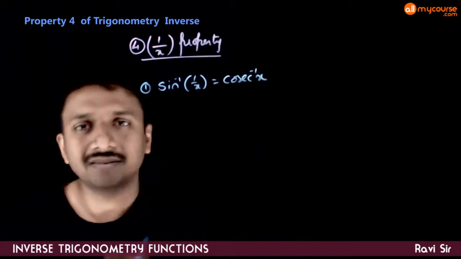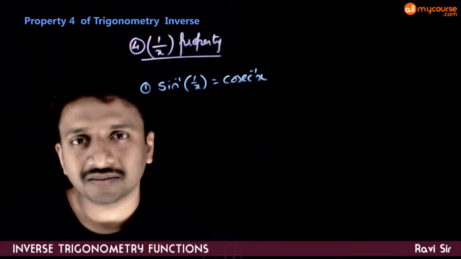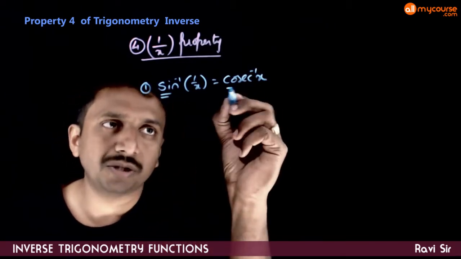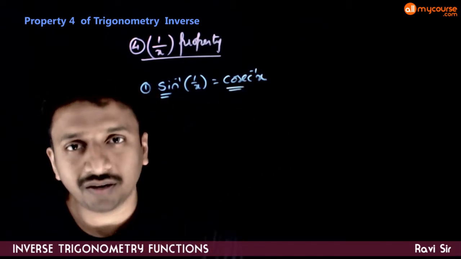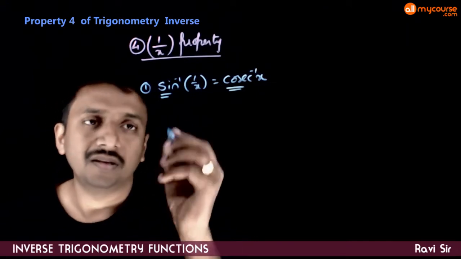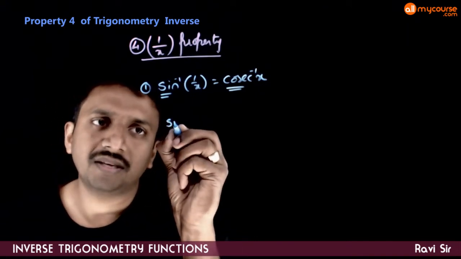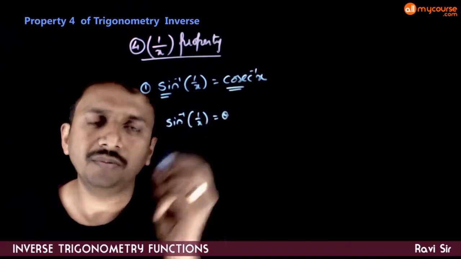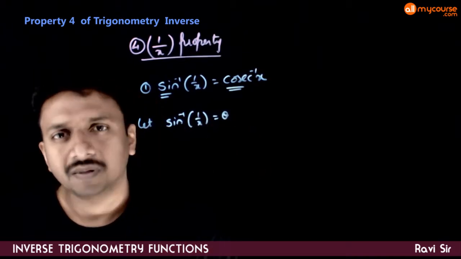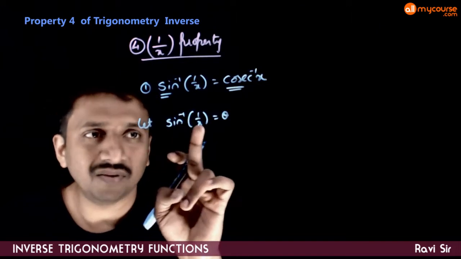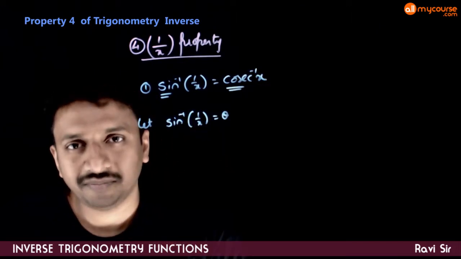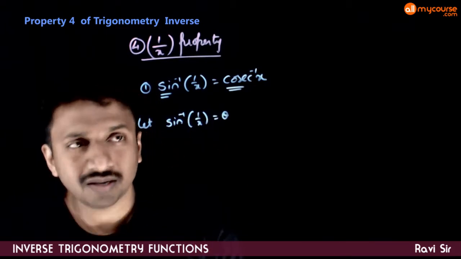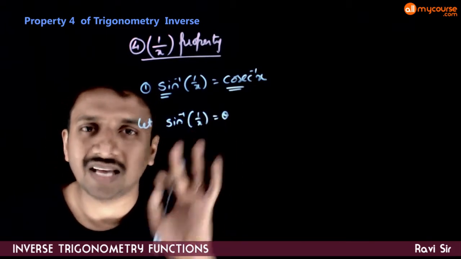Sine inverse of 1 by x is equal to cosecant inverse x. So how do you convert from one inverse trigonometric ratio to another? First we start with: let sine inverse of 1 by x be equal to theta. So if x is positive, theta lies in the first quadrant. If x is negative, theta lies in the fourth quadrant.